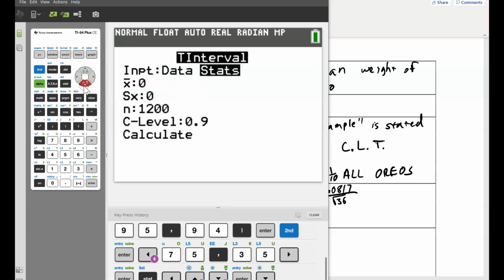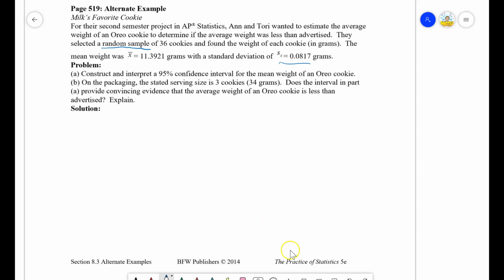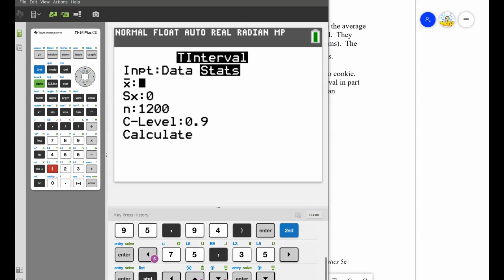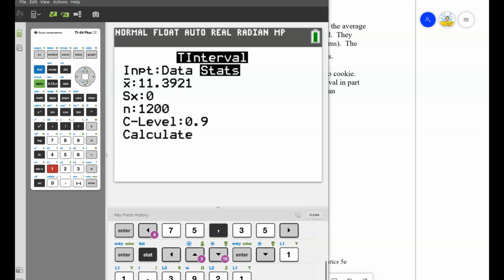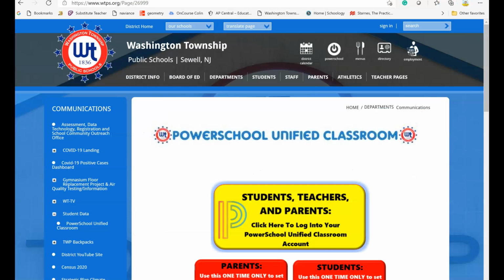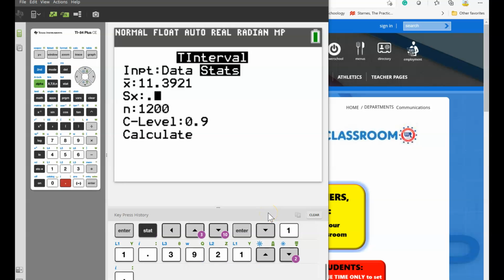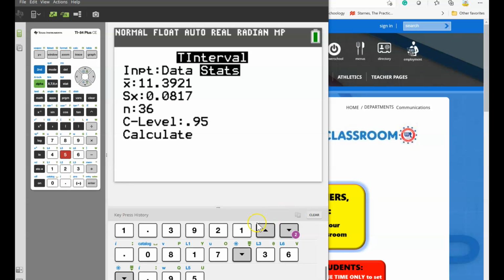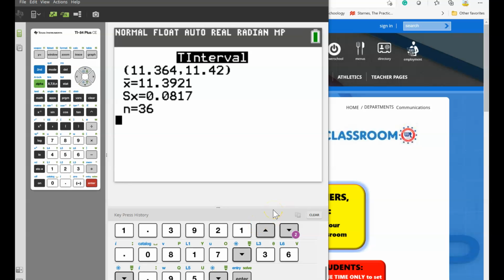So I do have the stats. I don't have data. If I had a list of numbers, I would select data here. So I have to tell the calculator that the sample mean was 11.3921. Okay. Then I have to tell the calculator what the sample standard deviation was, and that was 0.0817. Make sure you use the sample standard deviation. Okay. And our sample size was 36. You don't put degrees of freedom there, you put in the actual sample size. And then this would be 0.95. Okay. So if I were to calculate that out, I get 11.364.